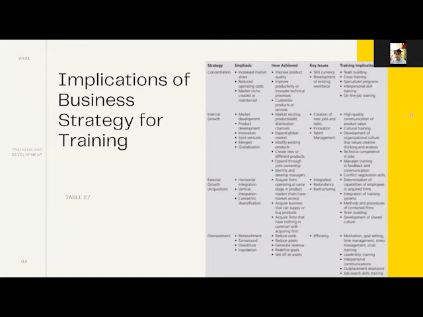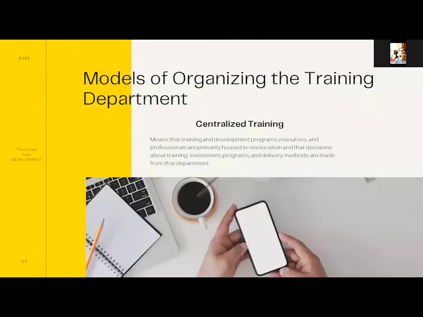Training implications: motivation, goal setting, time management, stress management, cross-training, leadership training, interpersonal communications, outplacement assistance, job search, skills training. Next, models of organizing the training department.